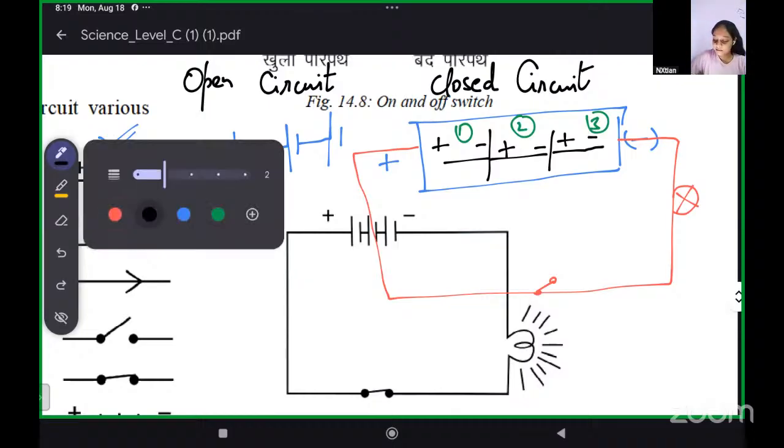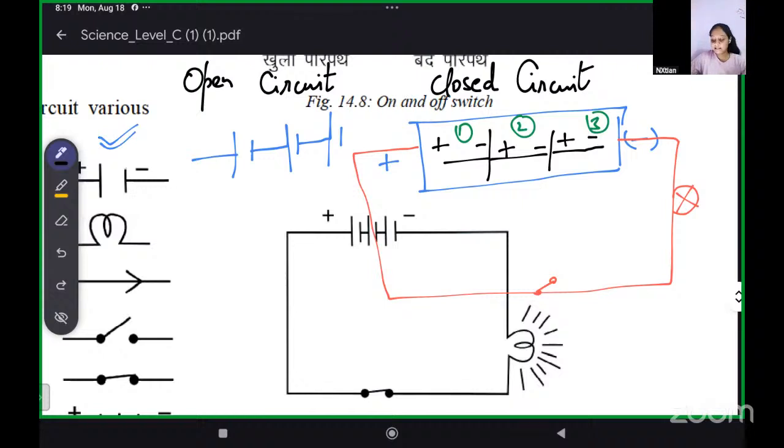My current will flow, if I close it and the circuit is complete, like this, from this direction, here, here, here. It will light up the bulb, in this direction, from the positive to the negative. Understood?